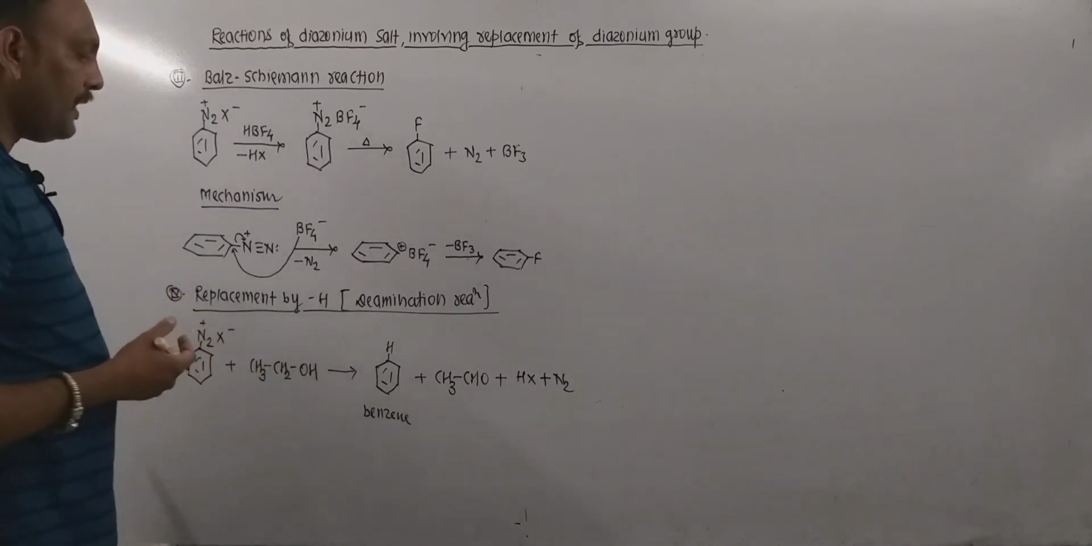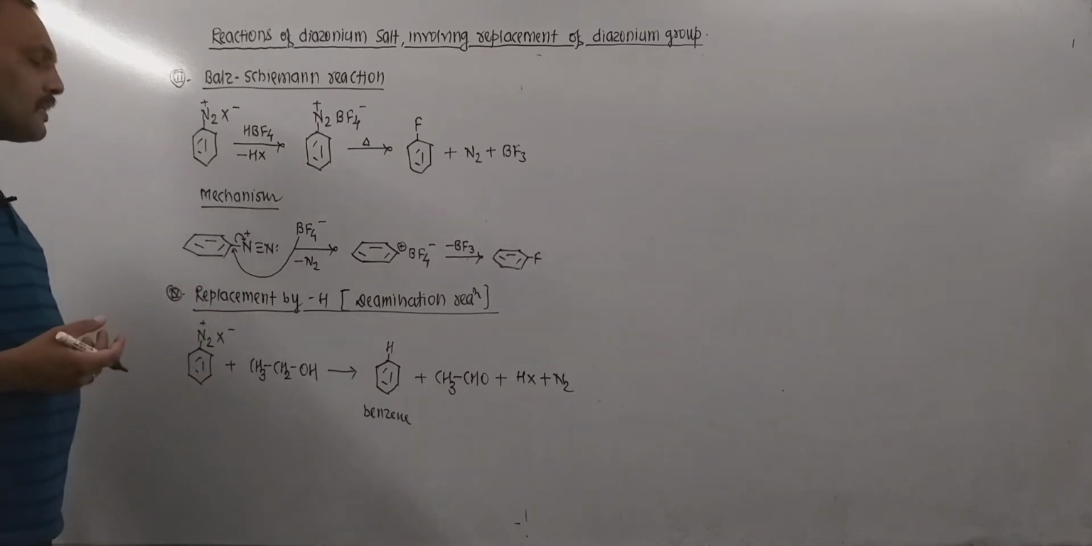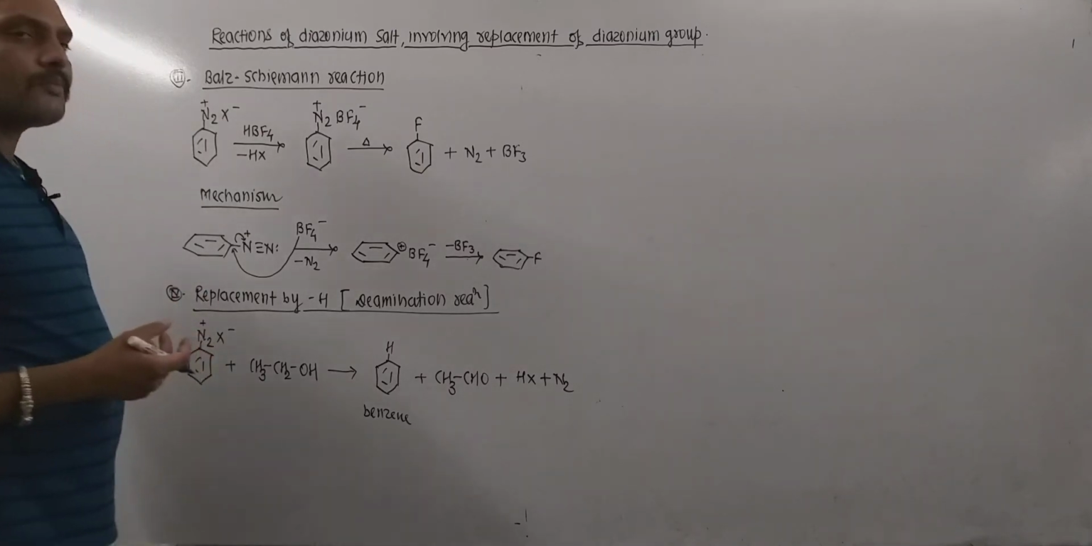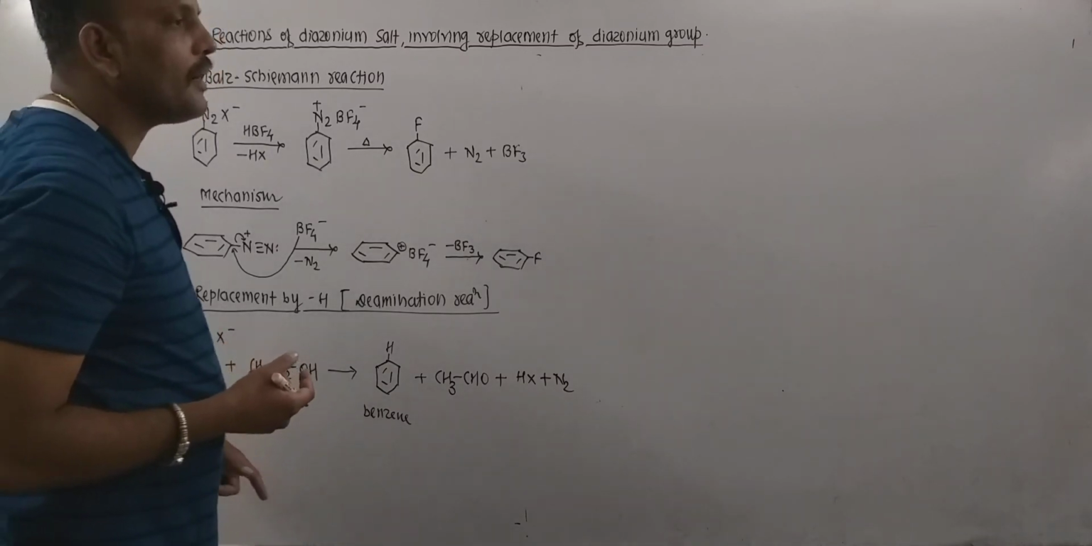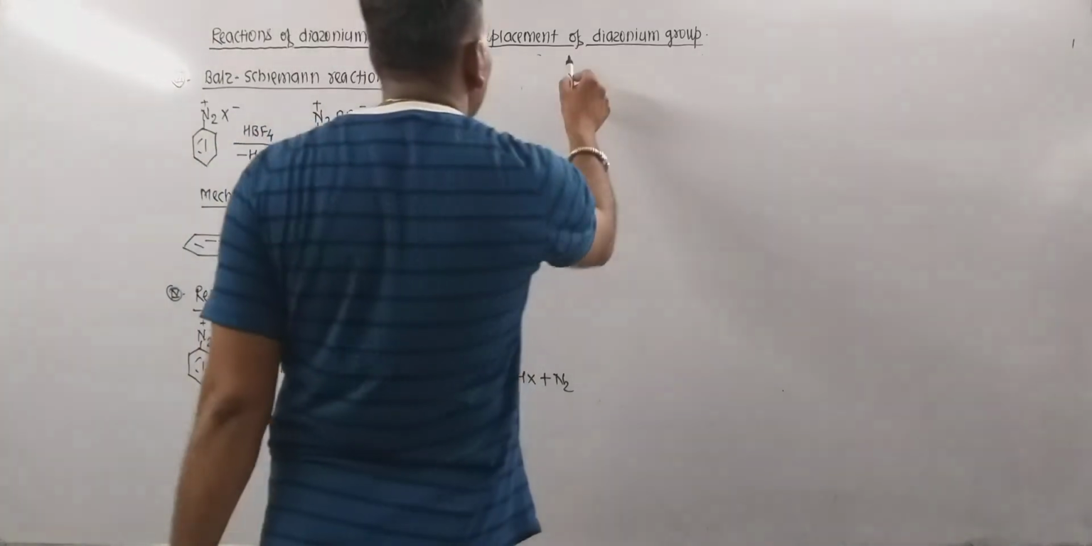Another way to do so is to treat the same diazonium salt with H3PO2. So one can prepare the hydrocarbon by adopting that path also.